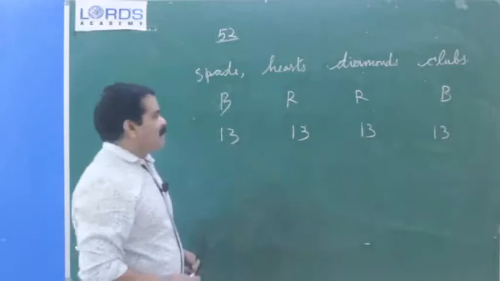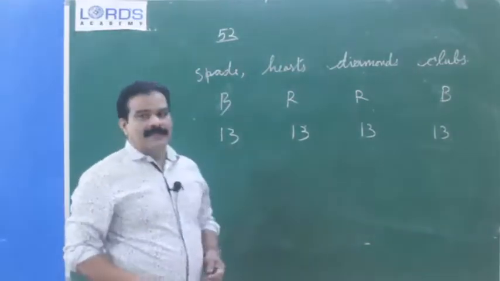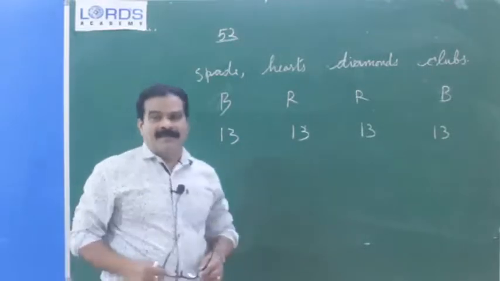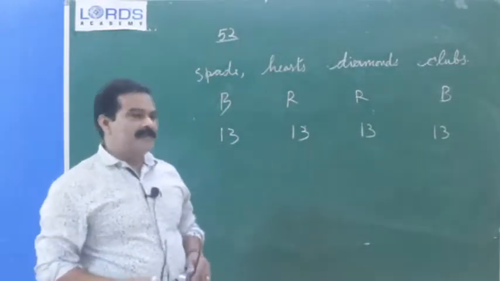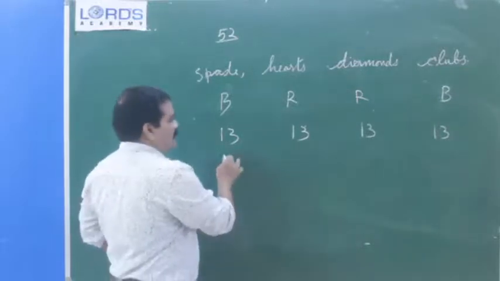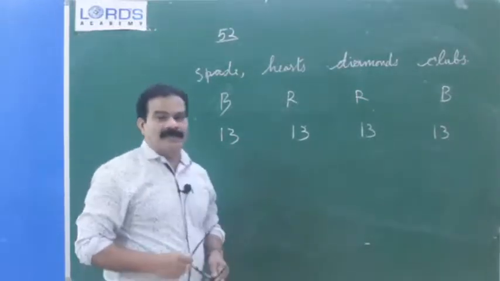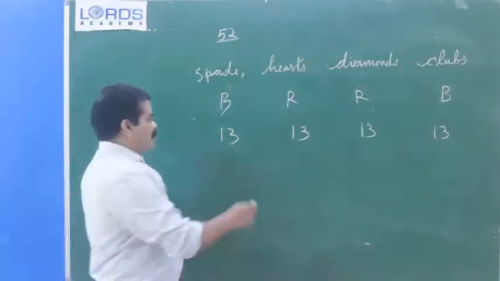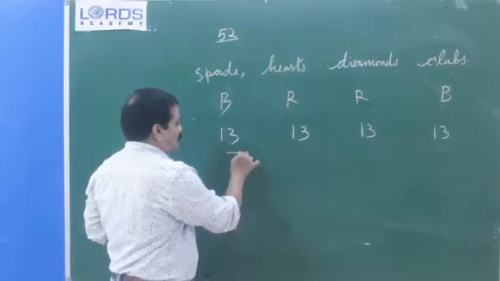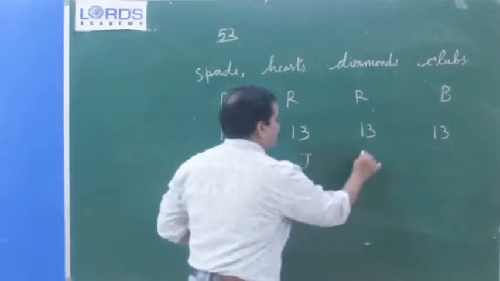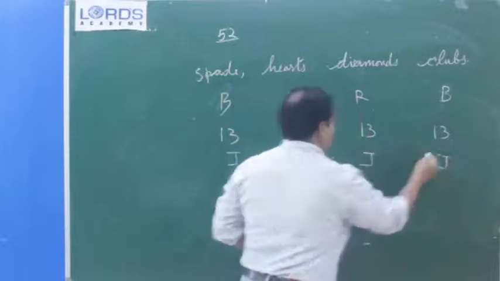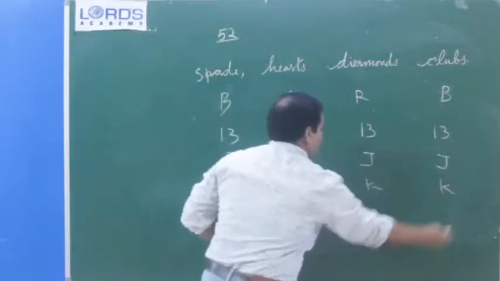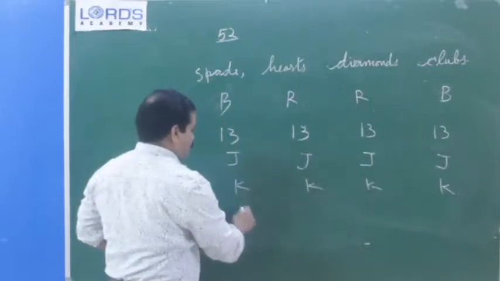Then in each group there are face cards. Face cards are king, queen, jack. In each set you can see that: jack, king, and also queen.